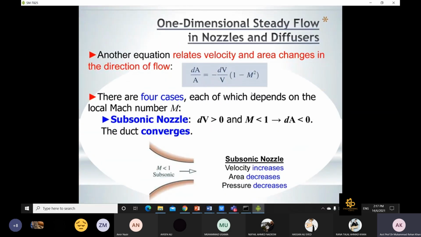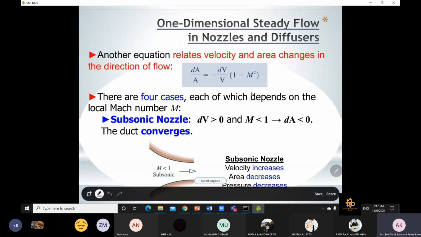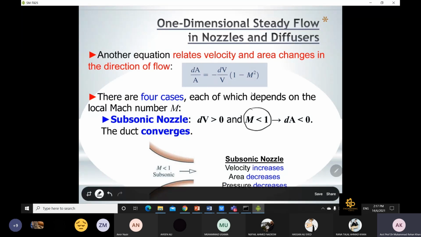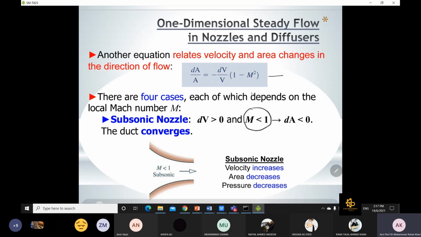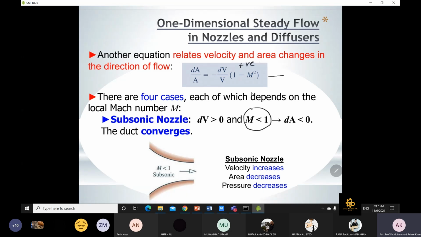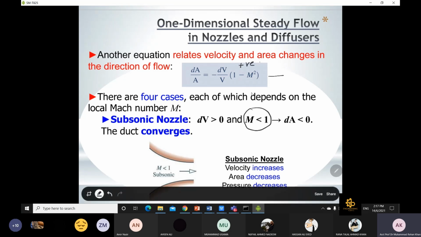Now we check the cases individually. In the first case, we have the nozzle, and that is the subsonic nozzle. Subsonic nozzle means your Mach number is less than 1. So if you put Mach number less than 1 in this equation, this term becomes positive.